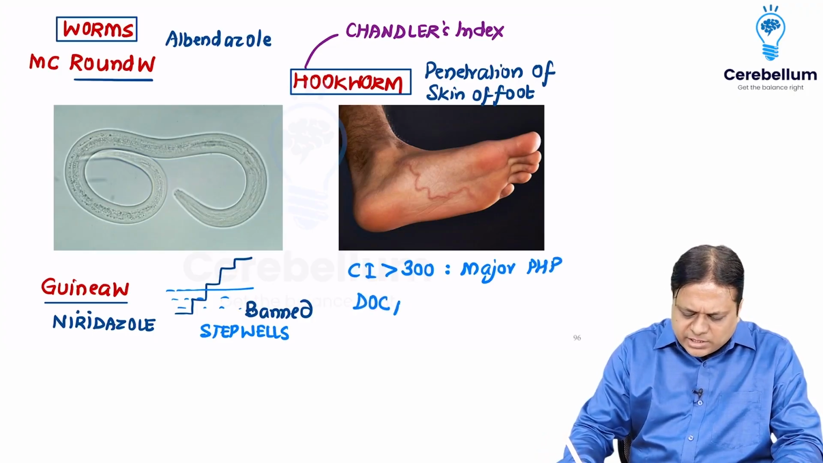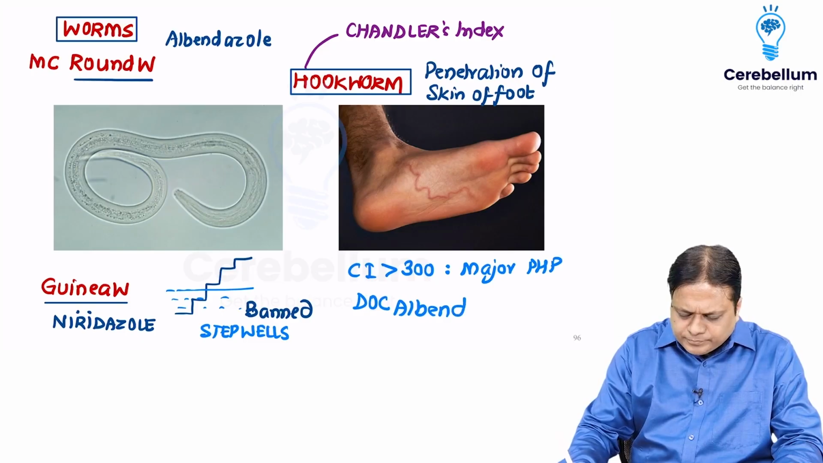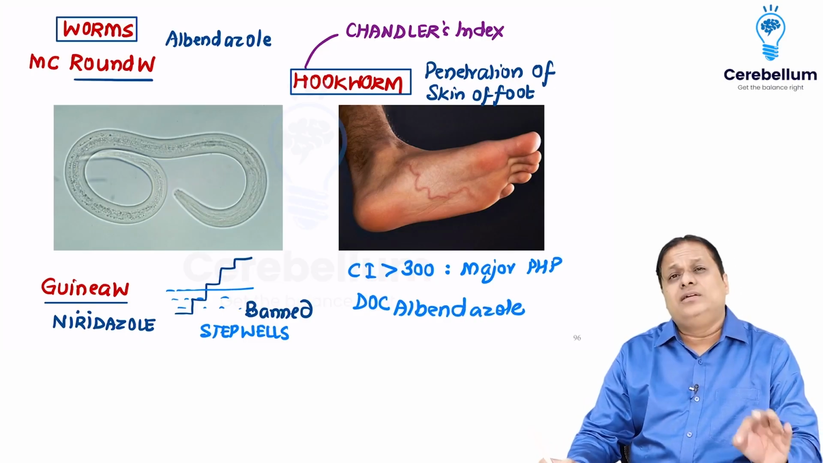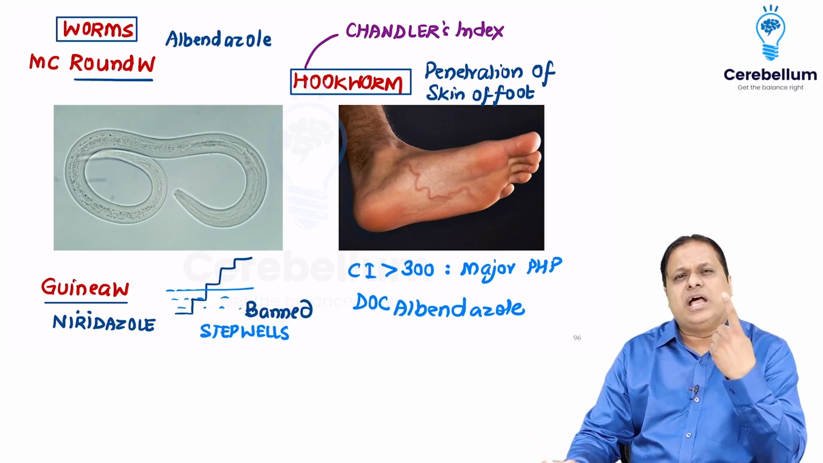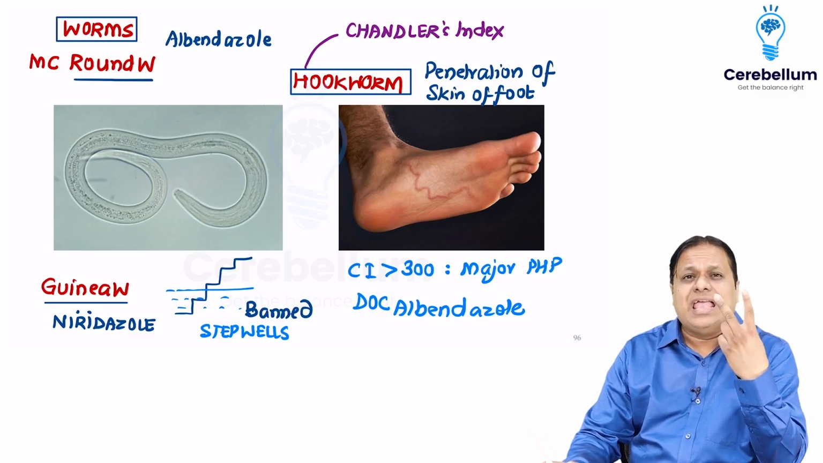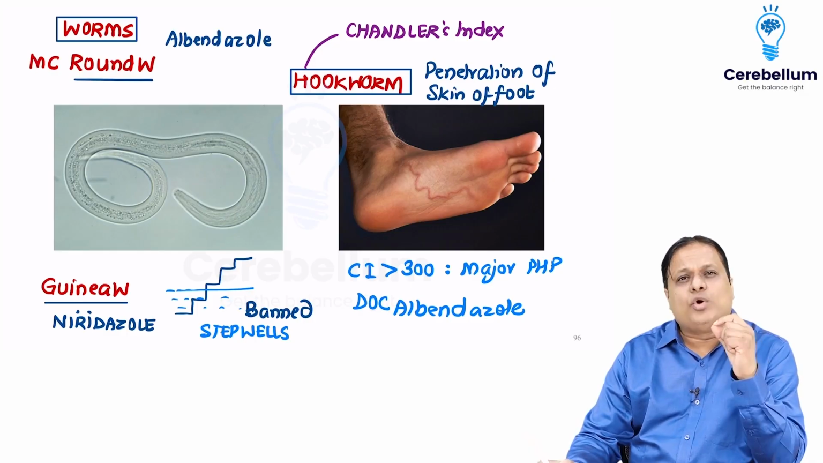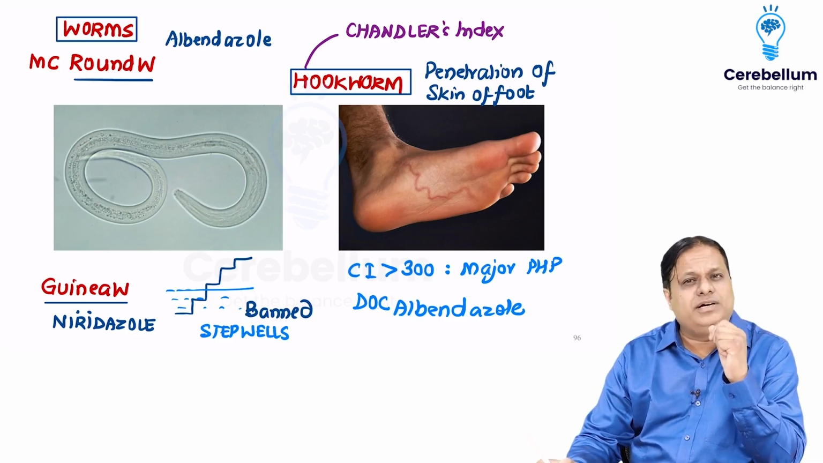Drug of choice albendazole, and hookworm problem is associated with hypoalbuminemia and iron deficiency anemia. 0.03 to 0.2 ml blood loss is there per worm per day.